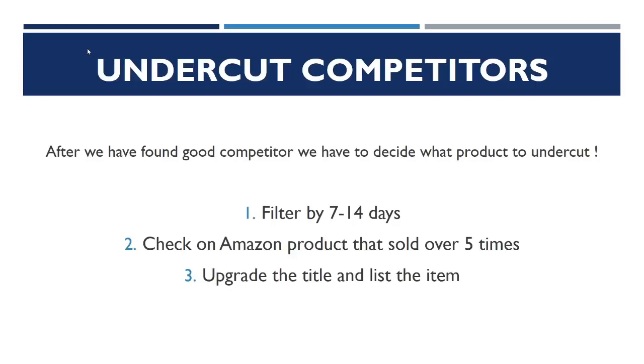After you find it on Amazon and you can be cheaper when you sell it on eBay, upgrade the title and list the item, okay? Remember, upgrade the title and list the item. Don't just list with the same title. Always upgrade the title, fill in the item specifics, make a nice title and description, and list the item. So remember, sold over 5 times in the last 7 to 14 days. We upgrade the title, we make item specifics, we make a nice description, and we list the item. Okay? Till here, very simple.